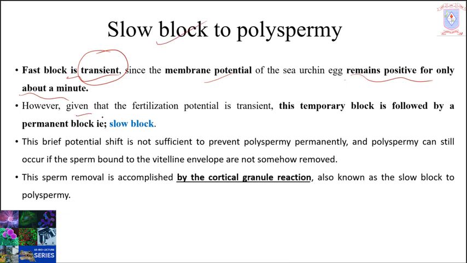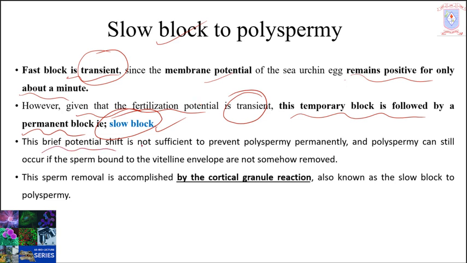However, given that the fertilization potential is transient, this temporary block is followed by a permanent block, that is the slow block. Only the slow block is the permanent way of preventing polyspermy, and the fast block is the first quick reaction of the egg to prevent polyspermy. This brief potential shift is not sufficient to prevent polyspermy permanently.